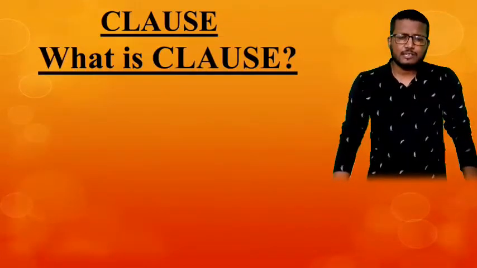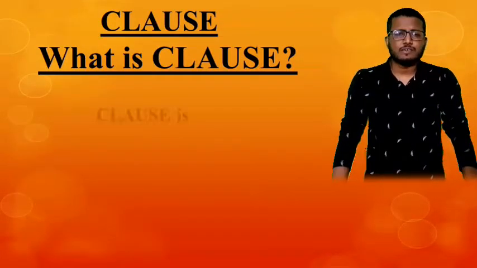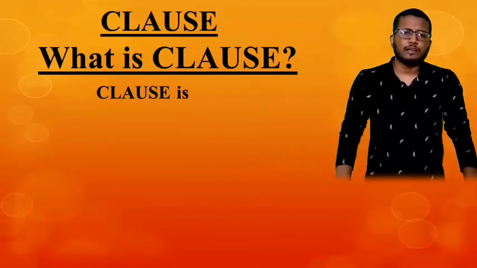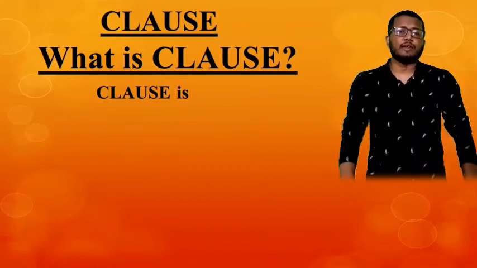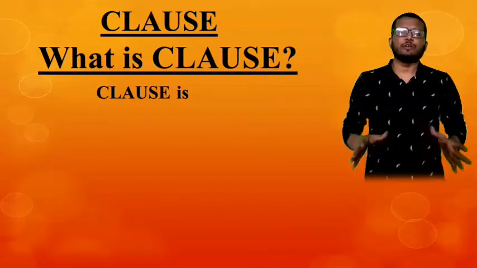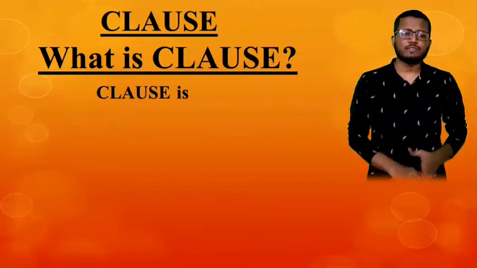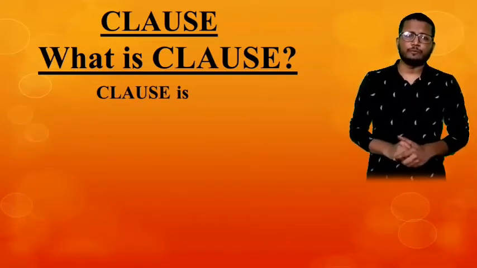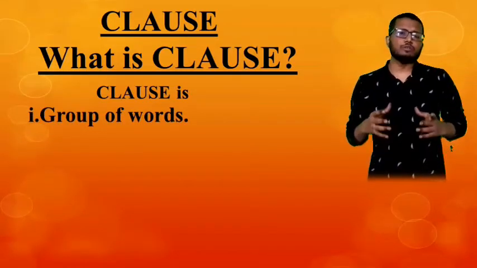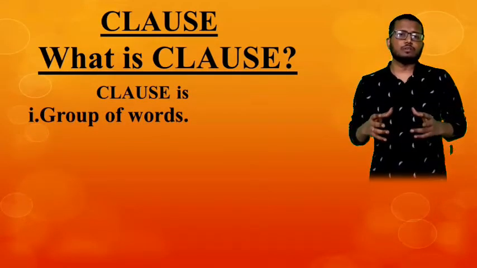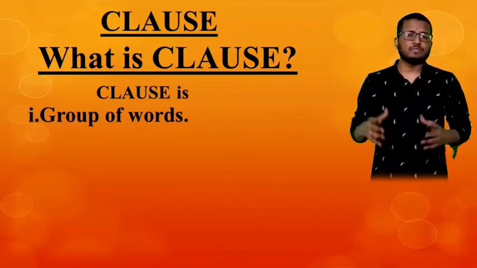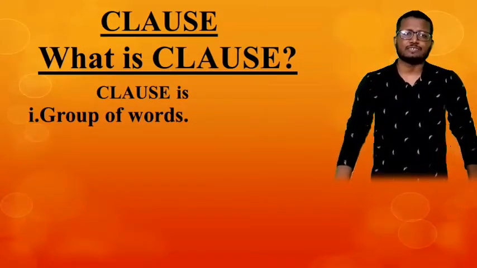Inside a clause there are some points, some clues. If you can keep the clues, if you can keep the way to understand, then everything will be clear to you. First, a clause is a group of words. That means you mean to say that a clause is a type of sentence? Somehow you are right. So a clause is a group of words. It's the first characteristic of a clause.